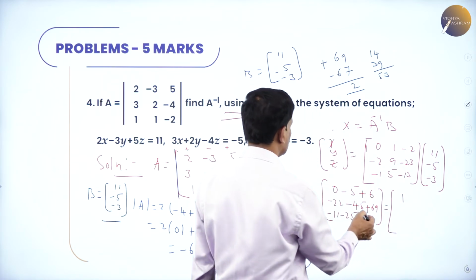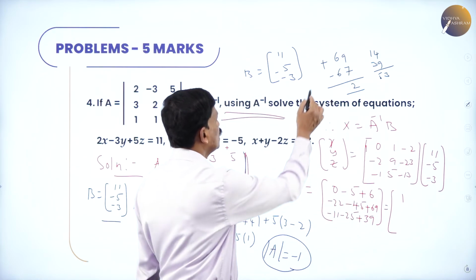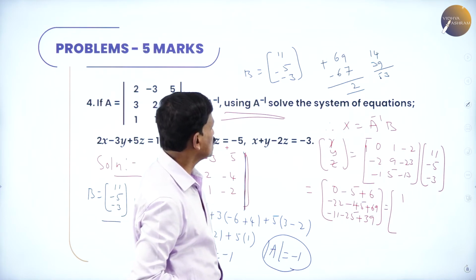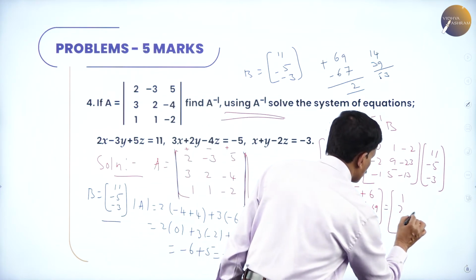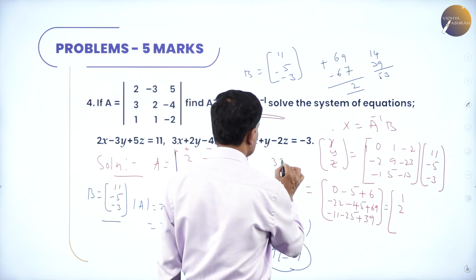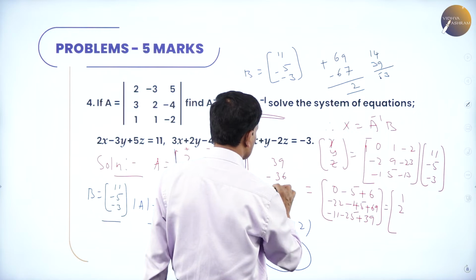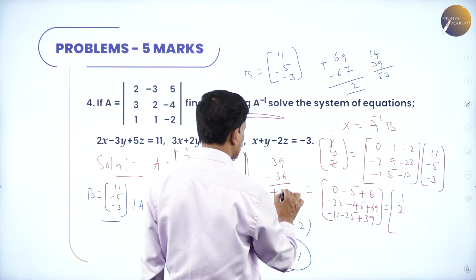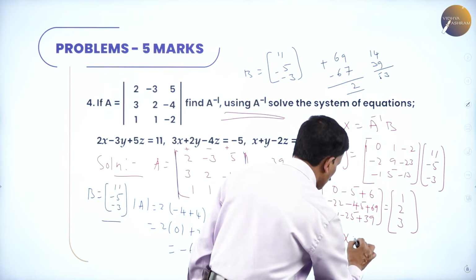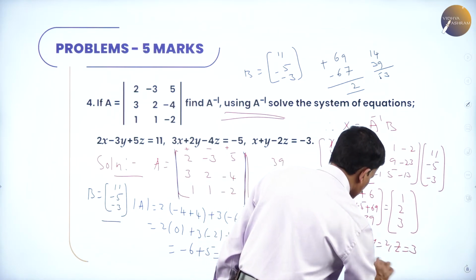So here 69 minus 45 minus 22 is minus 67 plus 69, which is plus 2. And again, this is 39, minus 25 minus 11 is minus 36, and minus 36 plus 39 is plus 3. So therefore, the value of x is 1, y is equal to 2, z is equal to 3.